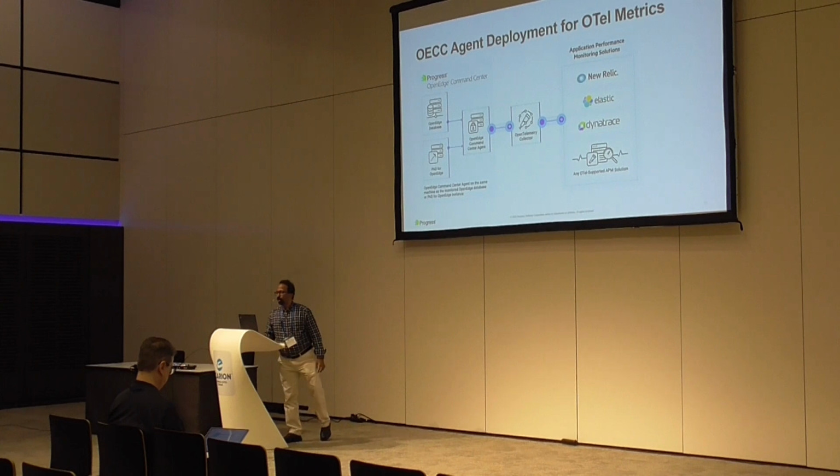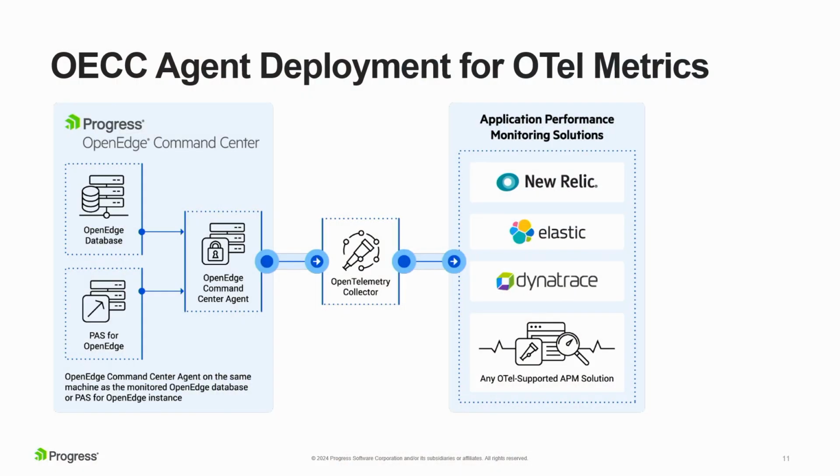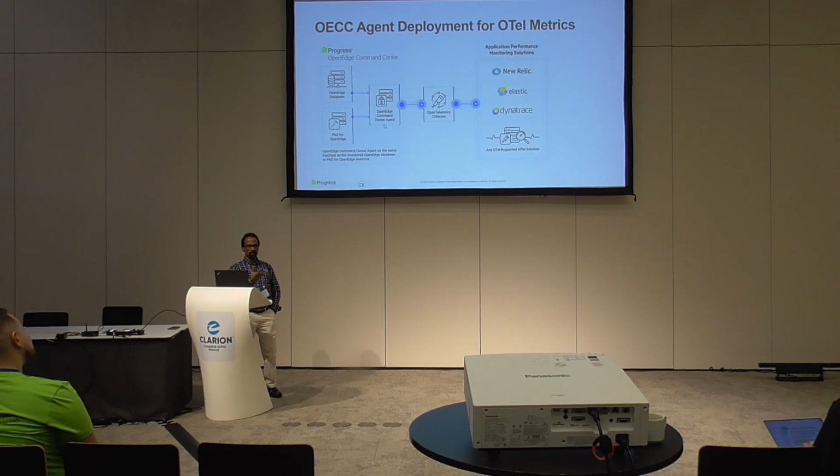Okay. So OECC agent deployment for OpenTelemetry metrics, right? So on the left-hand side box, you are seeing that you have your database server, you have your PASOE server. Wherever you want the OTel metrics to be pulled out, you need to deploy an agent there. And then you need a collector, right? So this is the OpenTelemetry collector.